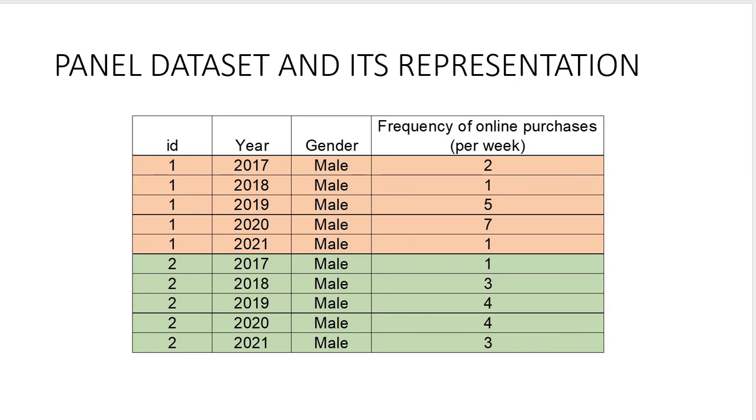So first, you put the column with ID, and yes, you should mention it all the time here. Then you put the column with the year, and then you put columns with variables describing particular agents.